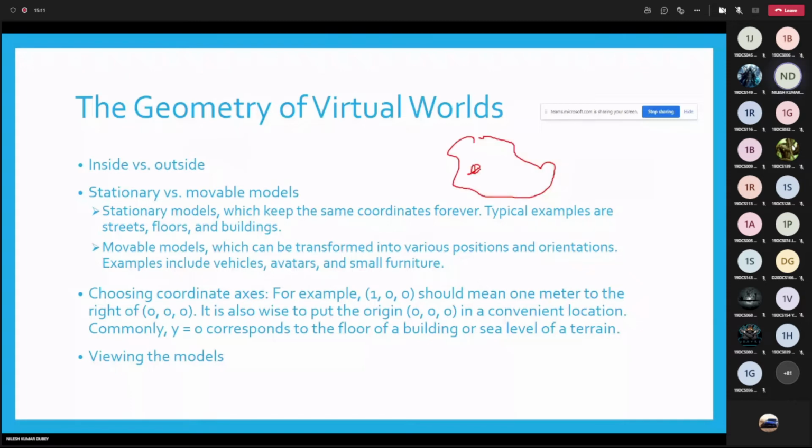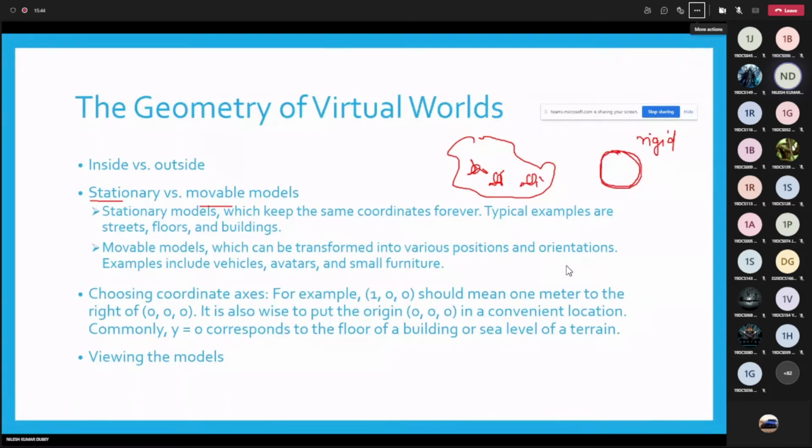So few of the objects will be movable, few of the objects will be stationary or fixed. Inside versus outside means that when you are going to make an object in a computer system, suppose I am going to draw this one. If I consider it as a sphere, one thing is that the internal part of that object will be fully empty. I'm not talking about a rigid body. If it is a rigid body, then the internal part will also be filled.